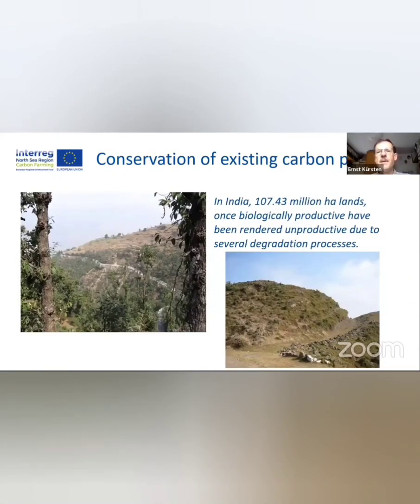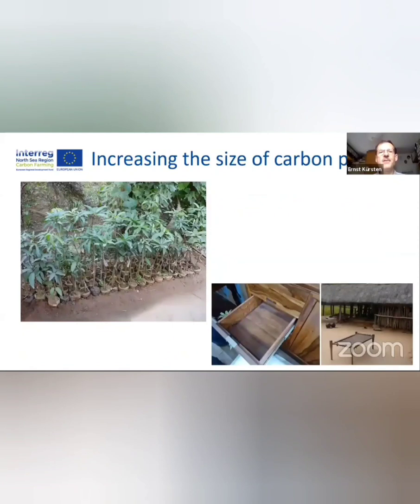So in India, I found this information recently that there are more than 107 million hectares of land unproductive, more or less. You can see on the pictures on the left side, both are more or less in the Himalaya region. They have been rendered unproductive due to degradation processes. I took the pictures in the Himalaya region, but it's in other parts of the country as well. So this degradation has to be stopped to avoid further CO2 emissions from soil carbon and from trees which are being removed. And this can be done by the introduction of agroforestry systems, of course.